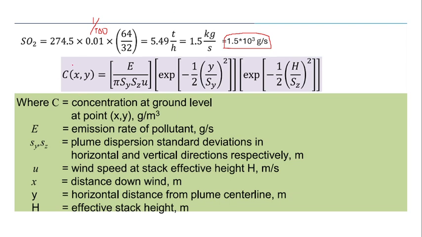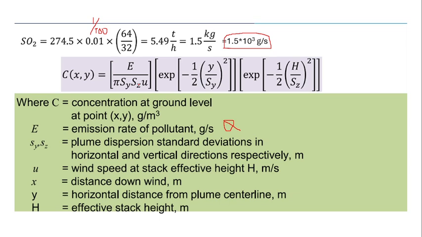So now this is the Gaussian equation, which is C(x, y) is equal to E divided by pi sigma y sigma z U. E is the emission rate. It is also sometimes denoted as Q. This is just the rate, emission rate of the pollutant. And pi is the constant, 3.14.